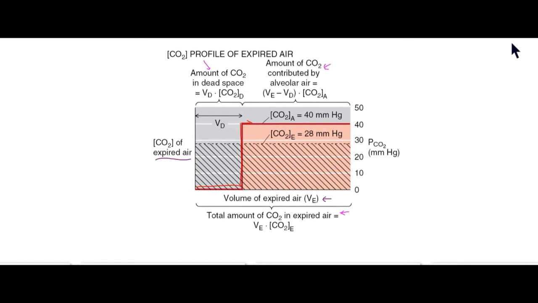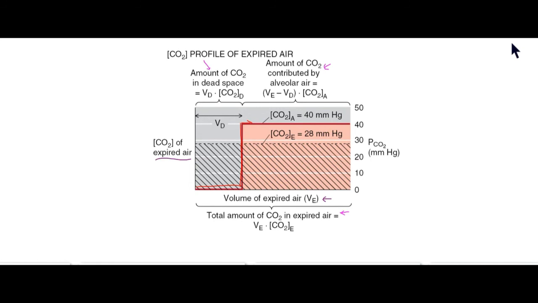Okay, so if you were to multiply that through, what's one thing that you see that you can do? That VE is something that you're going to be able to factor out, okay? What we want to get to is specifically looking at the ratio of VD to VE. We want to get this percent. We want to know how much dead space compared to the total expired volume do you have? Do you have 20%? Do you have 40%? Do you have 100%? Okay?